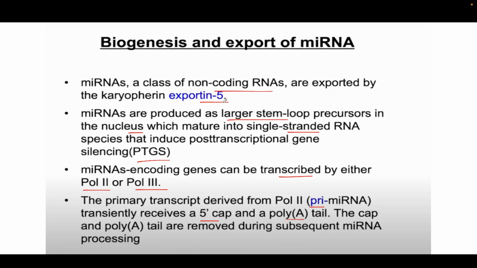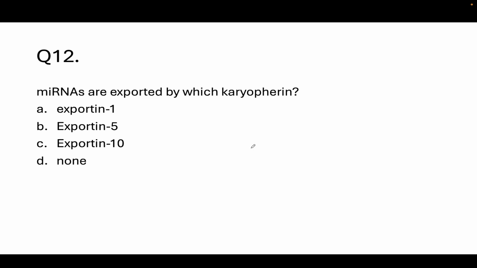So this is basically a class of non-coding RNAs, produced as large stem-loop precursors in the nucleus which mature into single-stranded RNA species that induce post-transcriptional gene silencing. They are mostly used for RNA interference also. Specifically, these non-coding gene sequences are used in gene silencing in different organisms, including plants, and mostly used in genetic engineering. That is exportin-5.